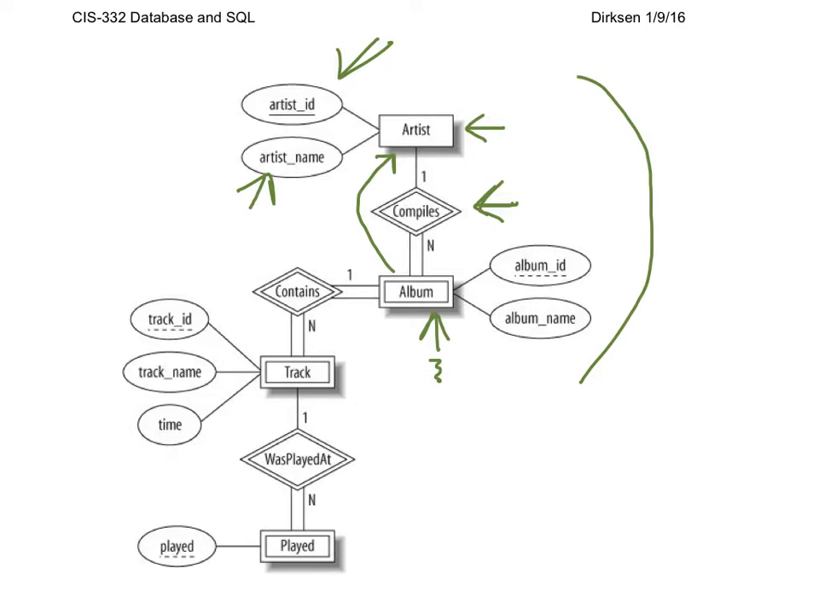These two lines in here are saying an album has to have an artist. Okay? But an artist doesn't have to have an album. You could have an artist that didn't create an album. The way this is set up, one artist can have many albums, but each album can only have one artist.